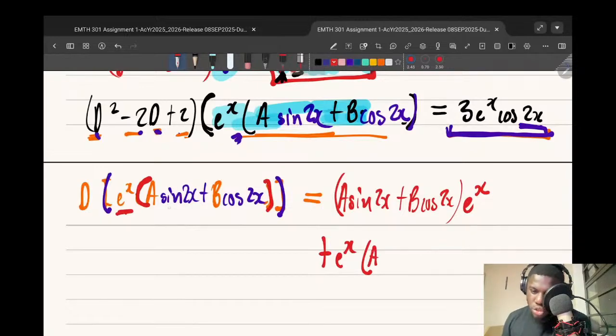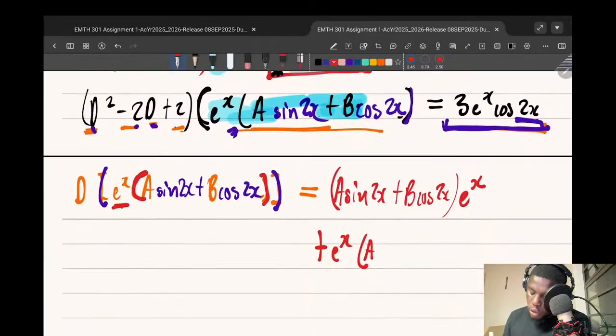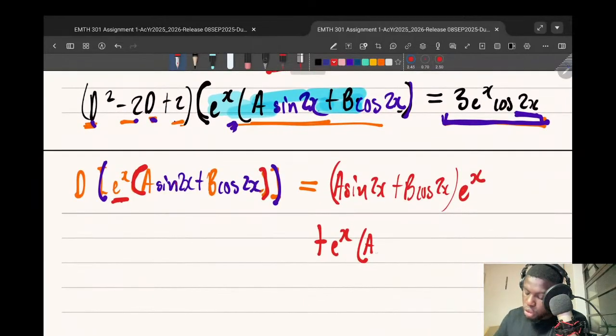Derivative of sine 2x, you should know the table. If you differentiate sine, you get cos. If you differentiate cos, you get negative sine. So the derivative of sine is going to be cos. But if it's a sine 2x, it would be 2 cos 2x. Okay? So the derivative of sine 2x is 2 cos 2x. So it will be 2 by this a, it will actually be 2a cos 2x.